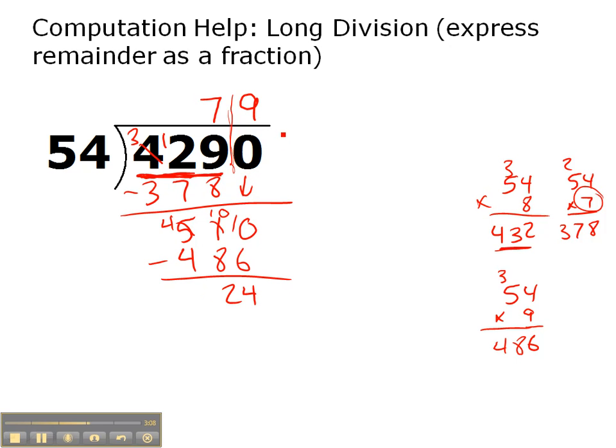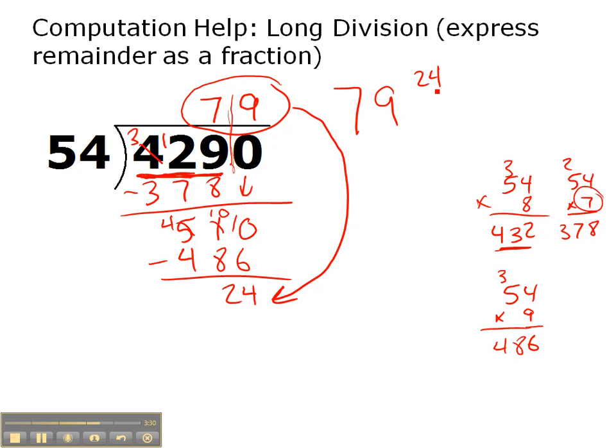So when we want to express our remainder as a fraction, we want to set up a mixed number. Now, the only tricky part about this is remembering which number do I start with to write my mixed number. Well, when you're doing division, your answer ends up on top of the house, so start with this number, 79, and then go around the world clockwise like this. 79 and 24 over 54.